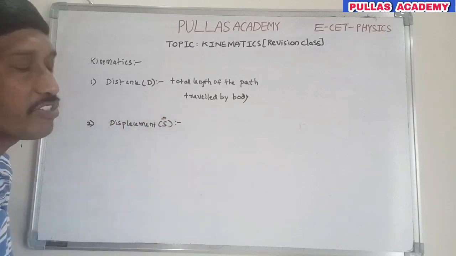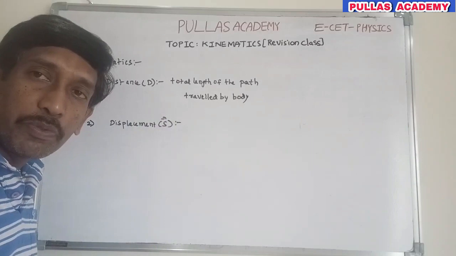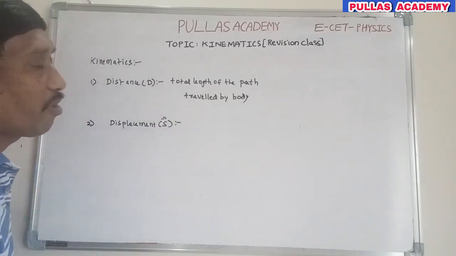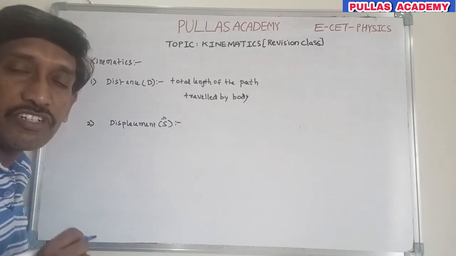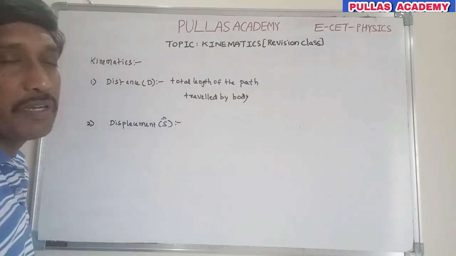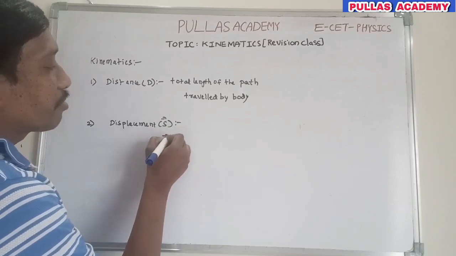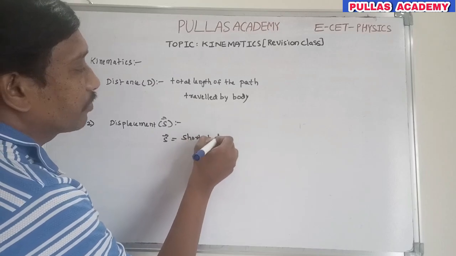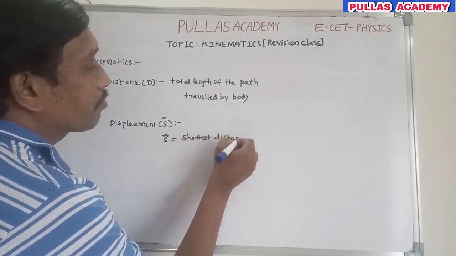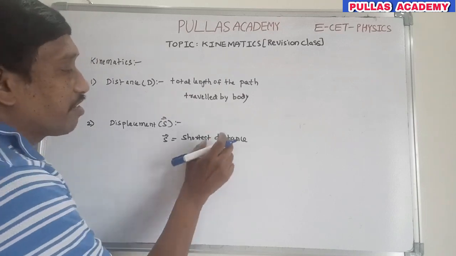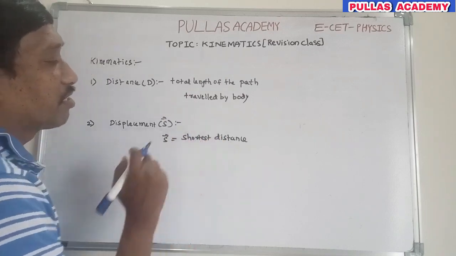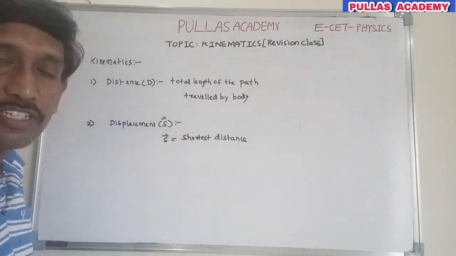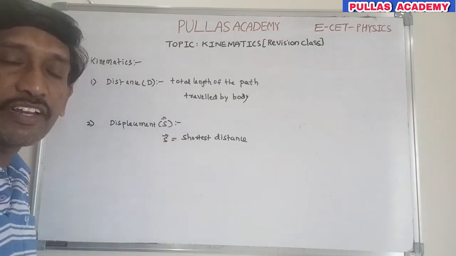That means the shortest distance between two positions, the initial and final position, is called displacement. This is the shortest distance. The straight line shortest distance is called displacement. Simple definition: displacement is the shortest distance between two points. So it has magnitude and direction also, in a specified direction, in a straight line direction.